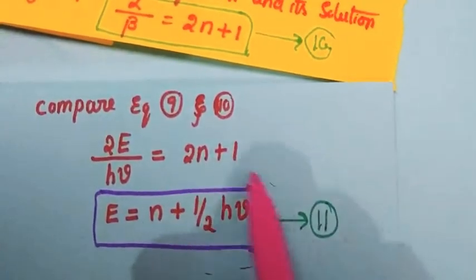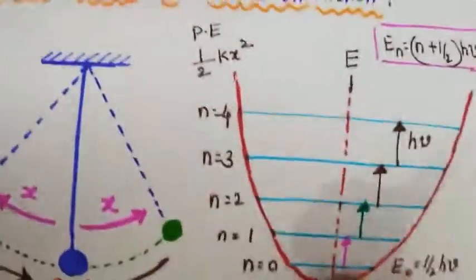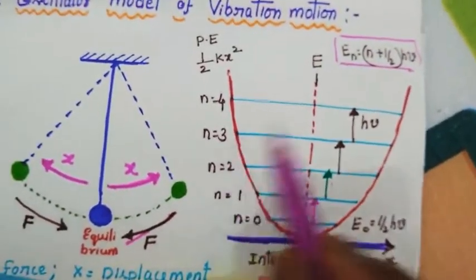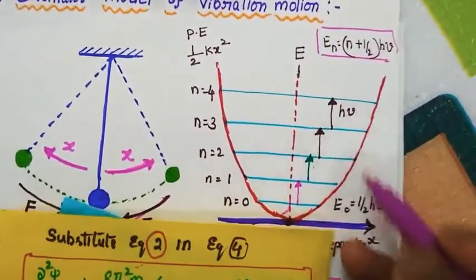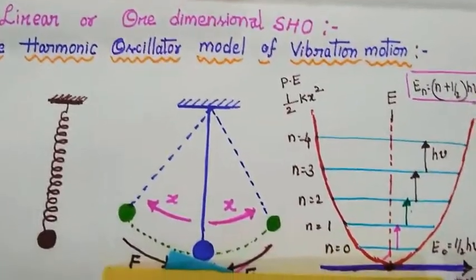This is the zero point energy. As the n value gradually increases, you can notice here in this diagram, as n value increases from 0 to 1, 1 to 2, 2 to 3, the energy also increases regularly. This is the final equation for the simple harmonic oscillator energy.